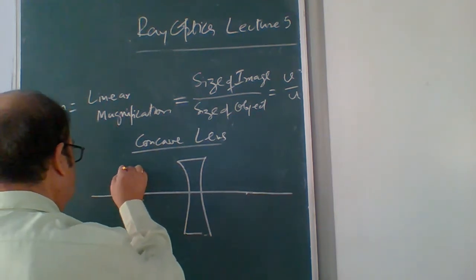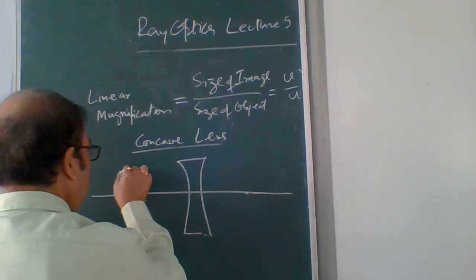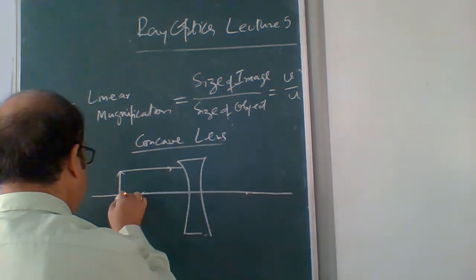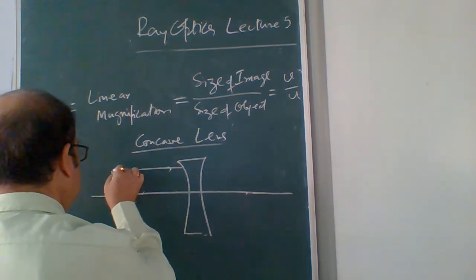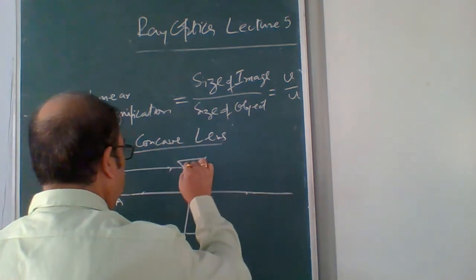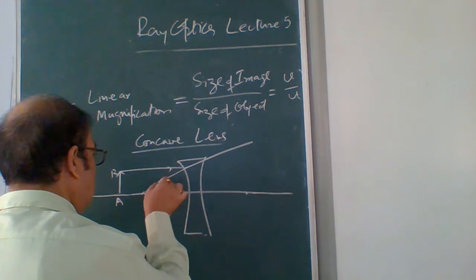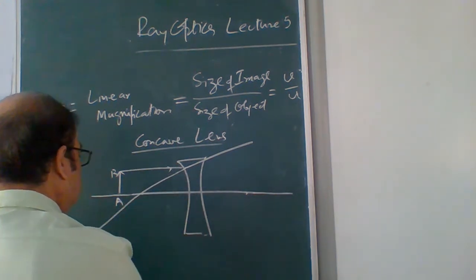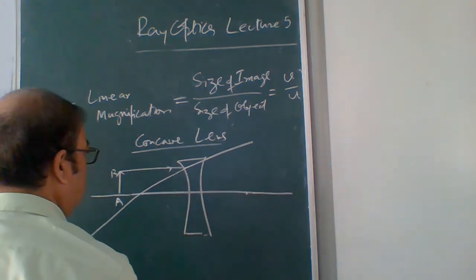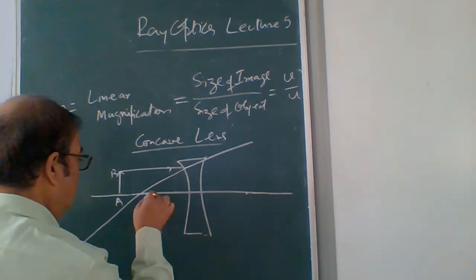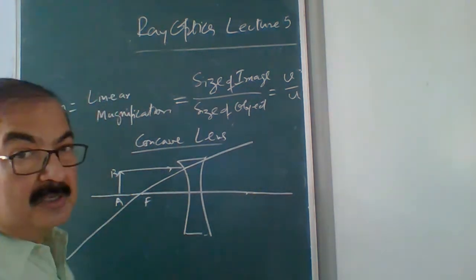We take this as object, taken from AB. This is the incident ray, and after reflection they are diverted, and when the diverted ray is brought in the backward, opposite direction, it must pass through the focus. Its principal focus is always negative.